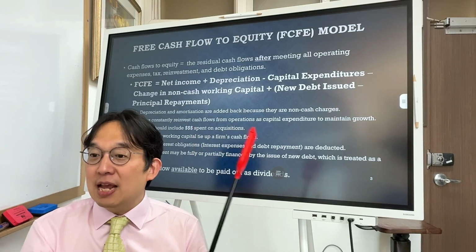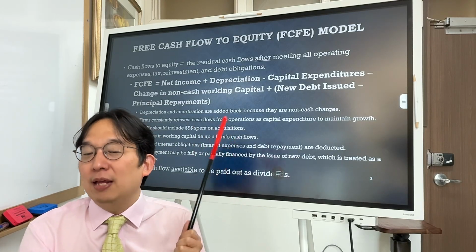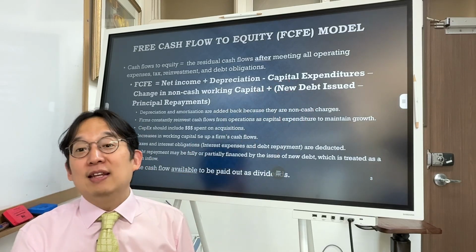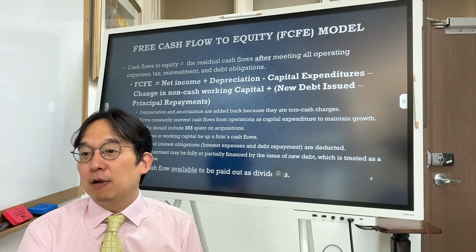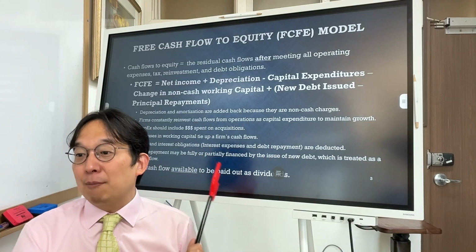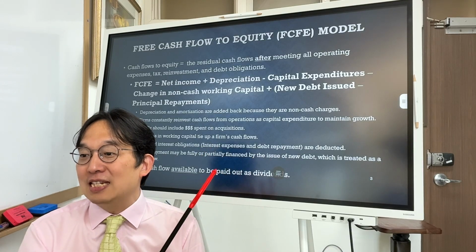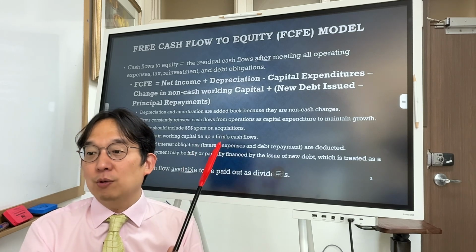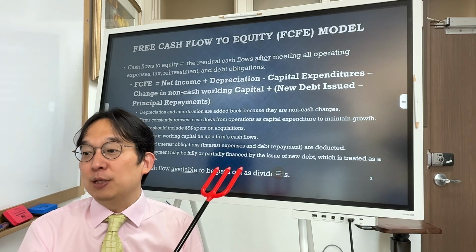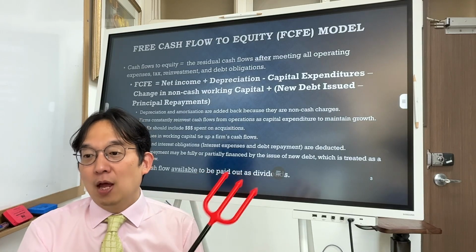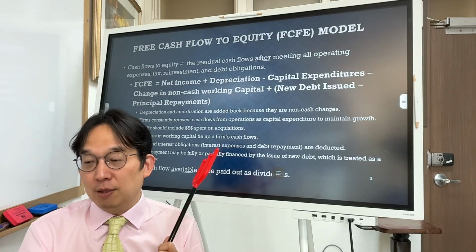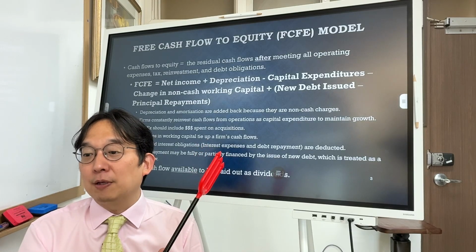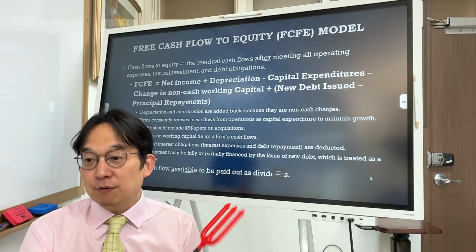And then net debt issuance should be added here. Okay, the last item over here. Net debt issuance. What do you mean? Well, wait for that. Depreciation and amortization are added back because they are non-cash charges. Firms constantly reinvest cash flows from operations as cash expenditure to maintain growth. CapEx should include the money spent on acquisition, and an increase in working capital ties up a company's cash flows.